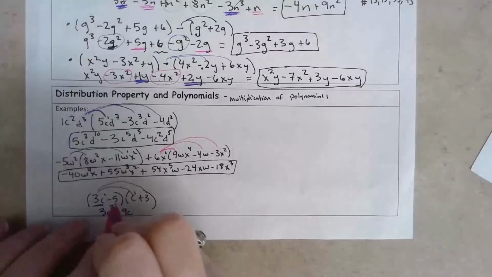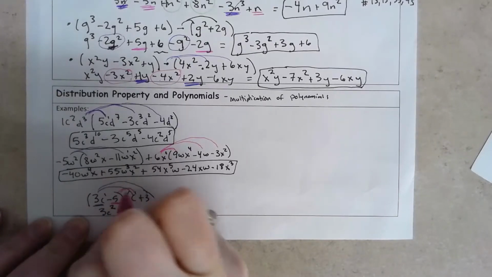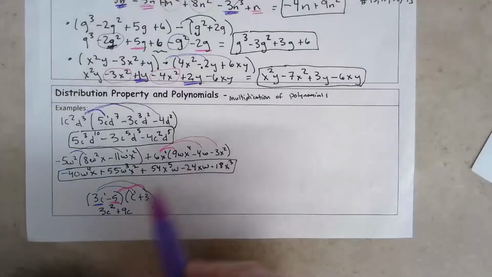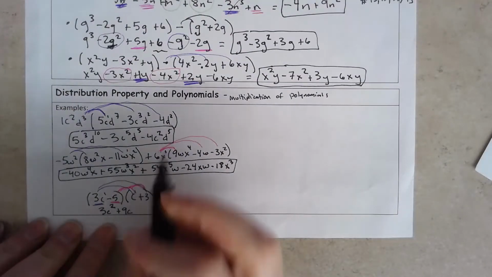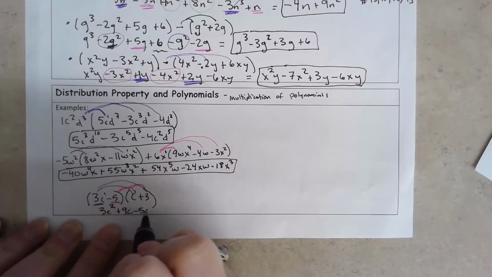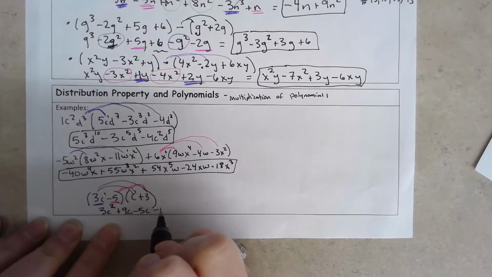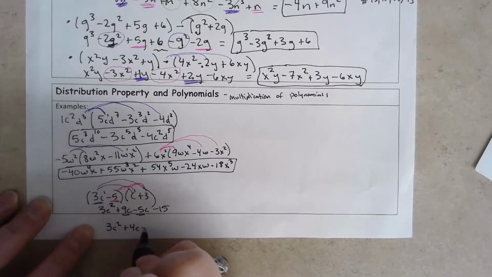Okay, then we're going to take this negative 5 and it gets multiplied to both of them as well. So oops, wrong pen. We're going to take negative 5 times c, so negative 5c, and negative 5 times 3, negative 15. And if you notice, we have two like terms right here. So 3c squared, 9c minus 5c is 4c, minus 15.